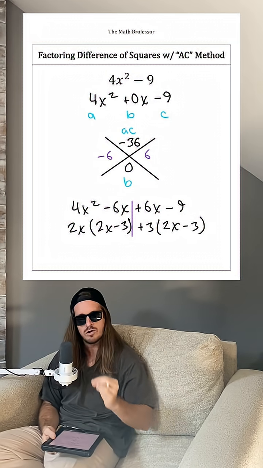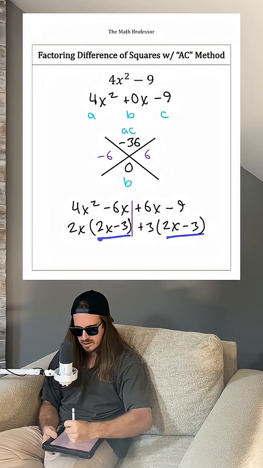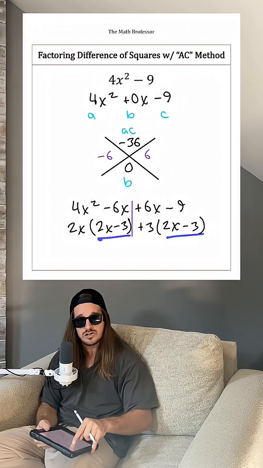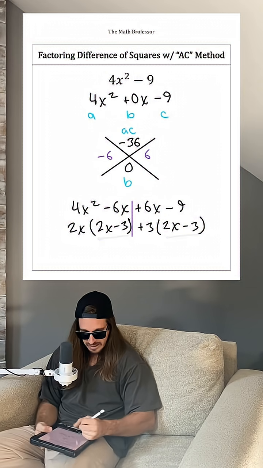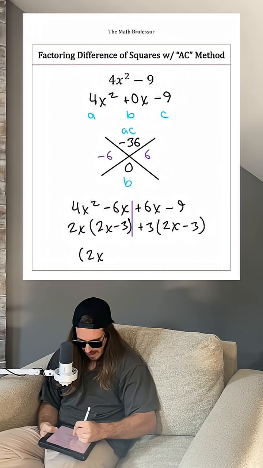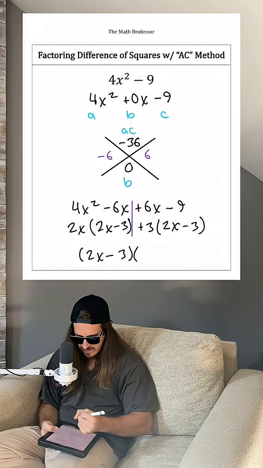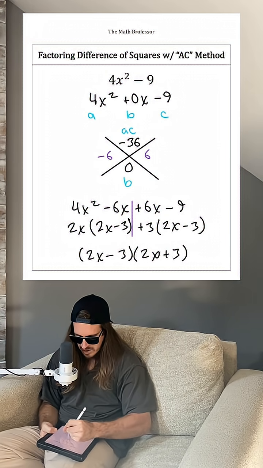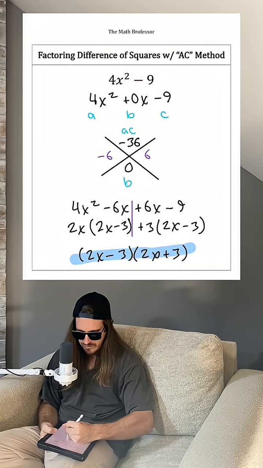Now, here's how you know you've done this step correctly. These two factors match. If they don't, this will not work. But they do. So let's pull out that 2x minus 3, and that leaves behind a 2x plus 3. And that right there is the pattern of the difference of squares.